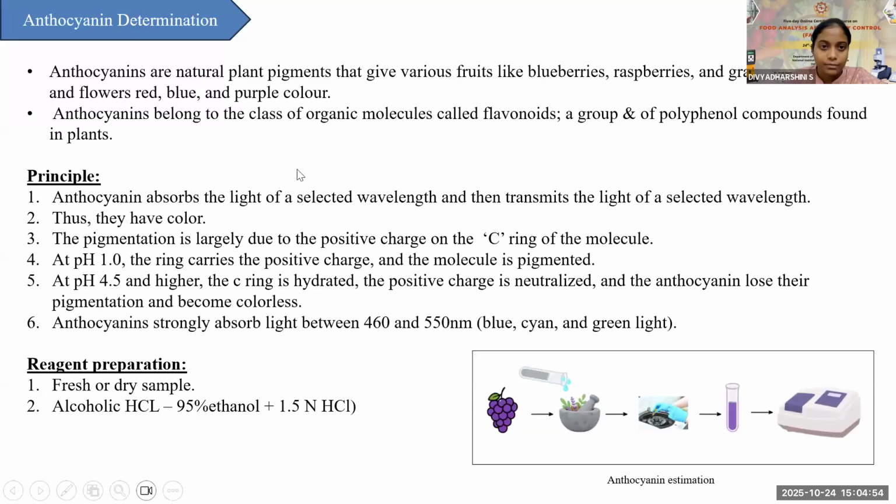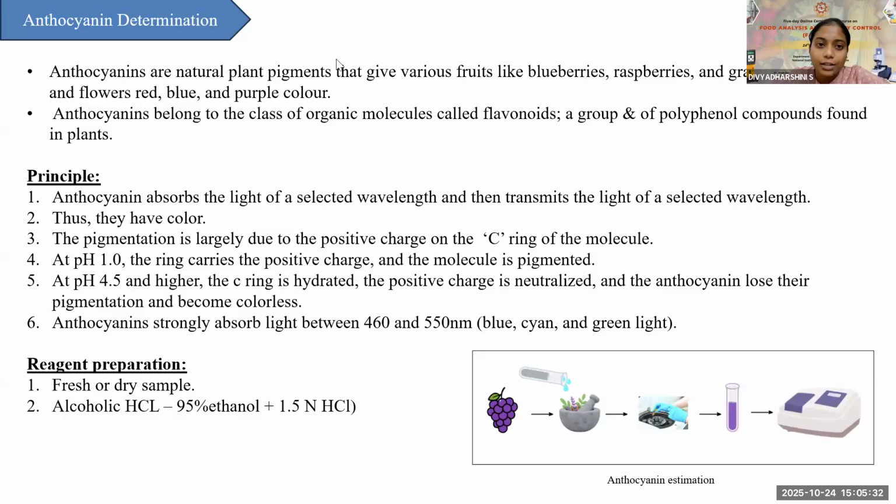Then moving to the anthocyanin determination. Anthocyanins are natural plant pigments found in various fruits like blueberries, cabbages, the purple color cabbages, which are also rich in anthocyanins, raspberries, grapes, vegetables, flowers, red, blue, and purple color flowers. So these are compounds available in our environment which yield a good anthocyanin content. Other than that, many products are there, but for an easy approach, I'm using these as examples.